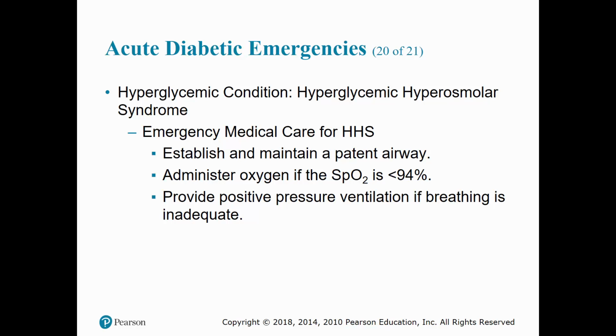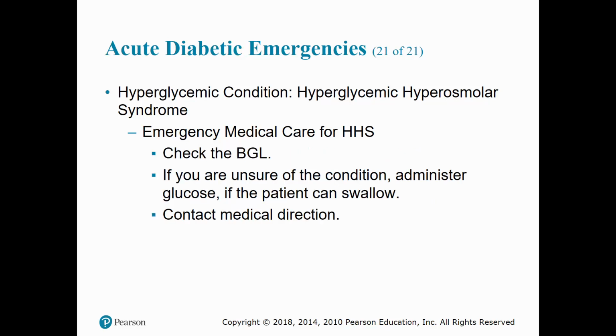Care for patients in HHS is basically the same as for DKA. If you are unsure or if your protocol does not permit you to attempt to distinguish between hypoglycemia, DKA, and HHS, treat the patient as if they are hypoglycemic. So even if you're unable to obtain a CBG, because you may be having equipment issues, go ahead and administer the glucose. If you make it higher, it's not going to cause any further worsening of the patient's condition.